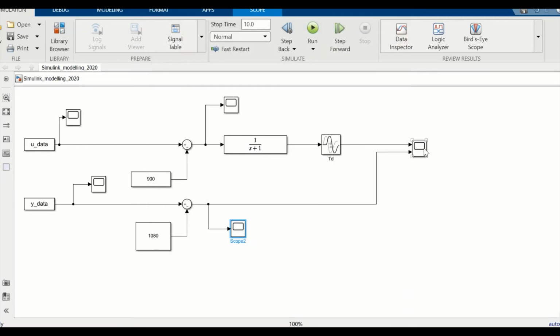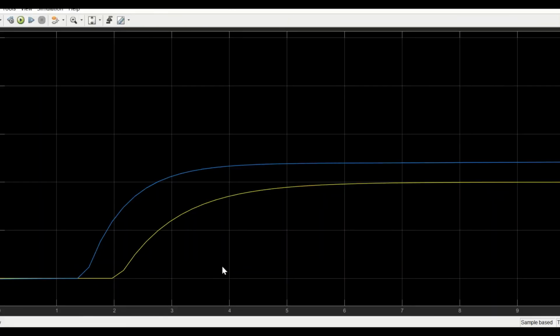Now if we look at the output here now, we'll notice we'll get a model output and the real output. So let's have a look at that. So now we've got two signals here. So we've got the real output here and the model output here. So they're not matching. Because they're not matching, the model's not right.